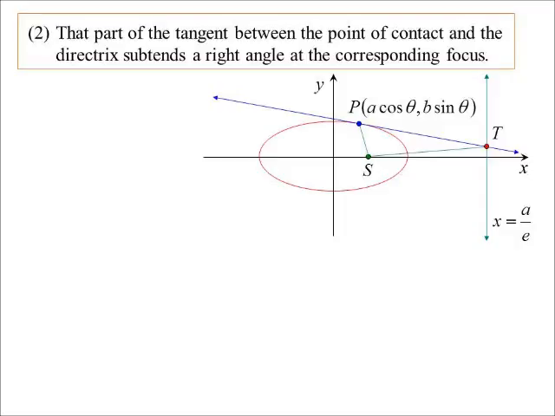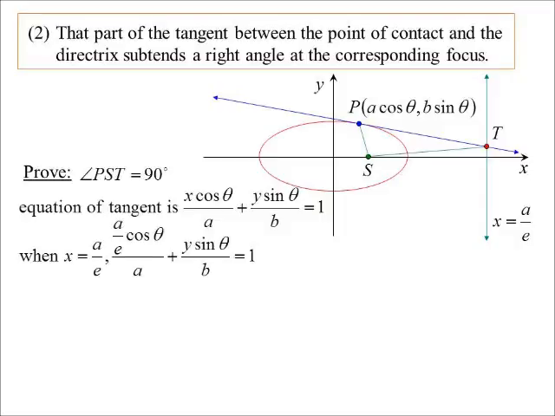All right. That part of the tangent between the point of contact, which is P, and the directrix, so T, subtend. Remember, subtend means 2 points joining up to a third point. It will subtend an angle. So we're joining up to the focus at this time because it says subtends at the focus. So basically, we want to show angle PST is 90 degrees. We want to prove that that's a right angle.